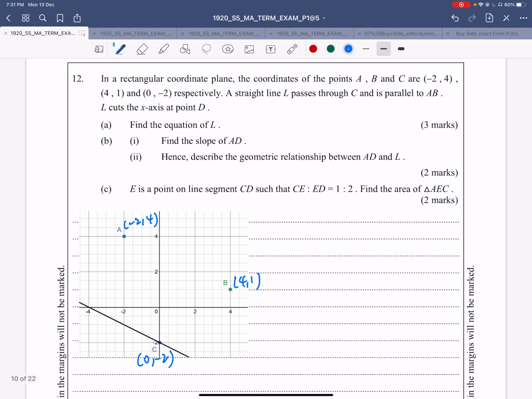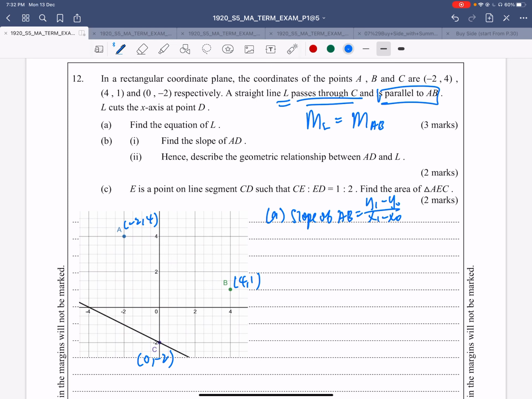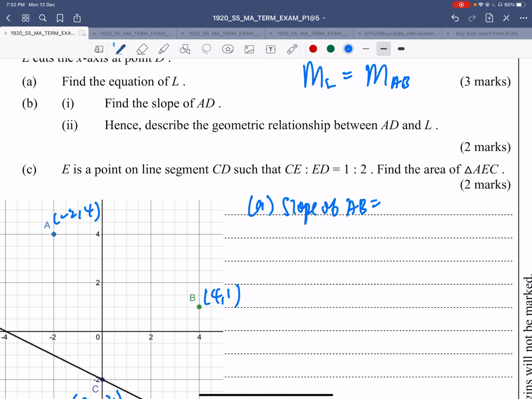All right. A straight line L passes through C and is parallel to AB. So you are going to find the equation of L. From this information, you can know that the slope of L is equal to the slope of AB. So why don't we find the slope of AB first? Remember how to calculate the slope? Slope is (y1 minus y0) over (x1 minus x0), right? So what is the slope of AB? It should be equal to (4 minus 1) over (-2 minus 4), which is 3 over -6, which is -1 over 2.